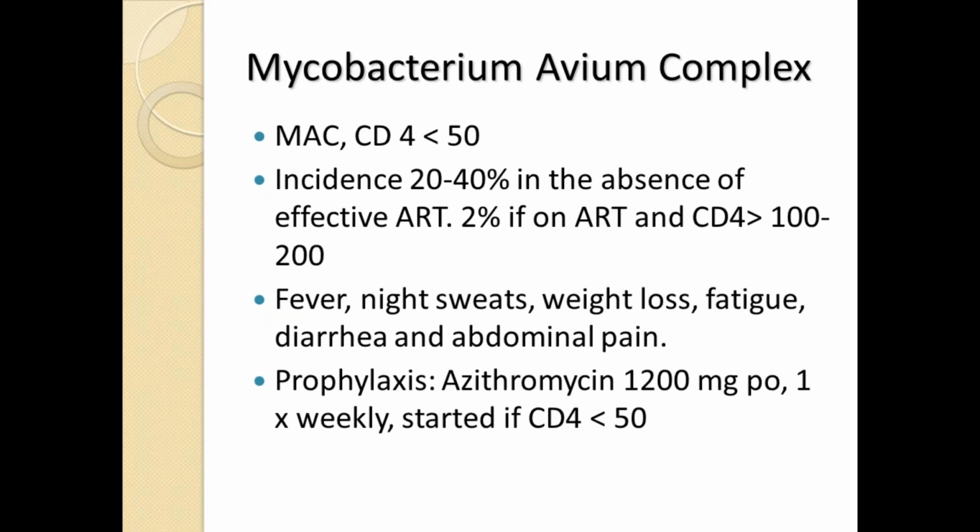Mycobacterium avium complex is another opportunistic infection that we see at low CD4s, less than 50. This used to be incredibly common before antiretroviral therapy. Now with antiretroviral therapy, it's pretty rare, but you will see it in patients that aren't on treatment yet, and their CD4s are usually very, very low. They complain of abdominal pain, diarrhea, maybe some nausea, fever, night sweats, weight loss. The way that we prevent this is by giving patients with CD4s less than 50 azithromycin, 1,200 milligrams weekly.